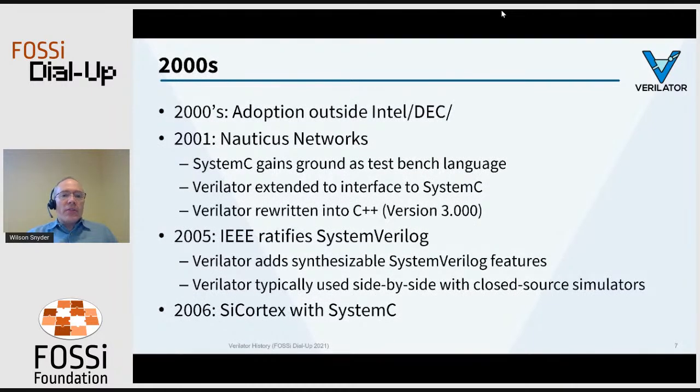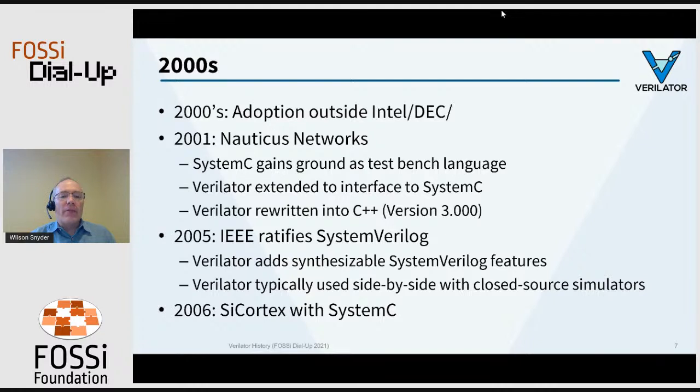Then in the 2000s, it started to get some additional adoption outside Intel and DEC. Notably, I happened to be working at Nauticus Networks in 2001. SystemC had become a language a little bit earlier, in the late 90s, but it was starting to gain popularity, and we decided to use that as our test bench language. So Verilator was extended to interface to SystemC, and a lot of the code was rewritten to be pure, clean C++, so to speak, relatively. And that was version 3.